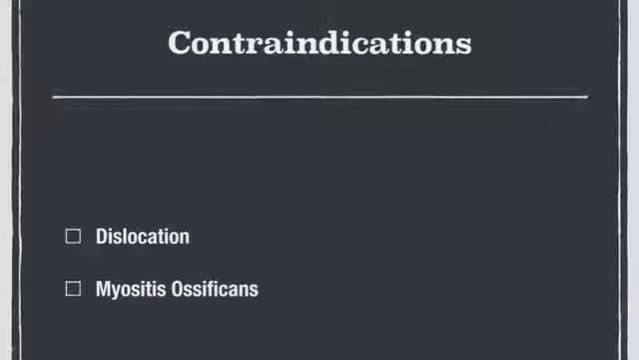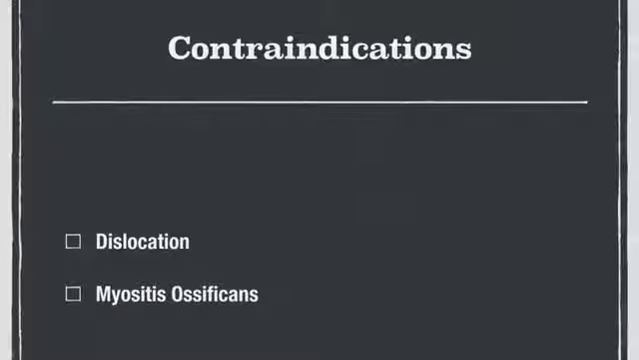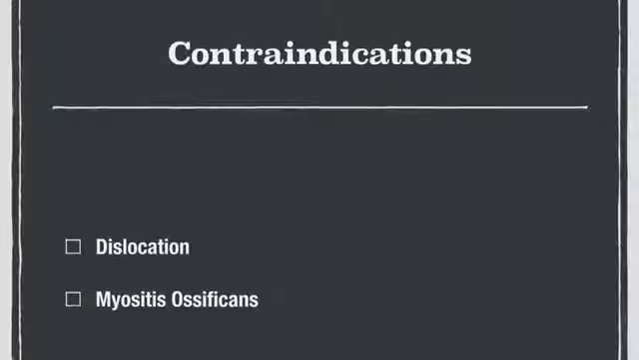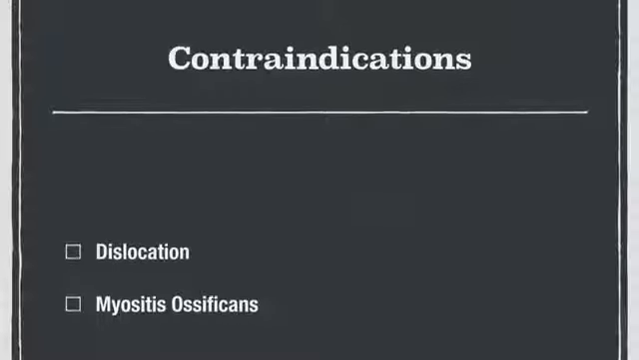Contraindications for wrist extension include dislocation at the wrist joint and myositis ossificans. MO is where bone forms in the muscle.